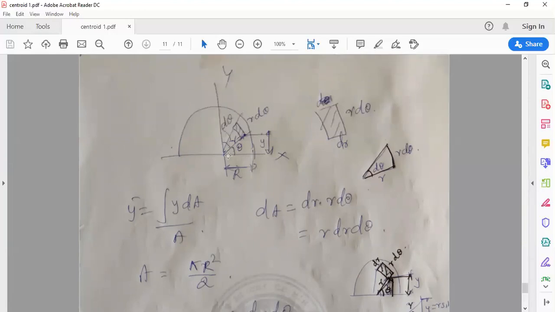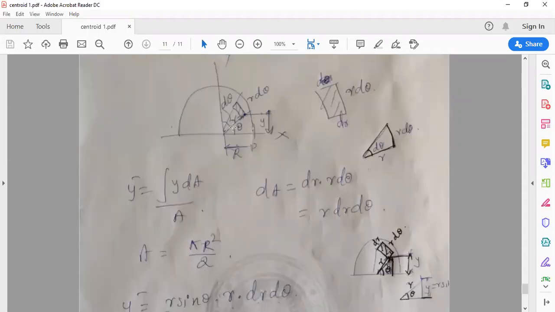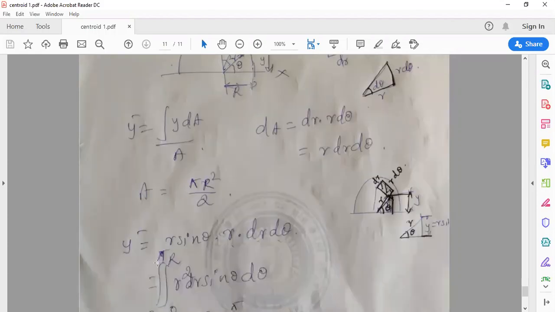Now you know that r varies from 0 to capital R. Here we have taken small r to capital R. And theta, I have assumed with respect to the x-axis, from here to here, like this, the entire angle. So theta can be from 0 to 180 degrees, or in radians, 0 to pi. This limit is for theta, and 0 to capital R is the limit for r.